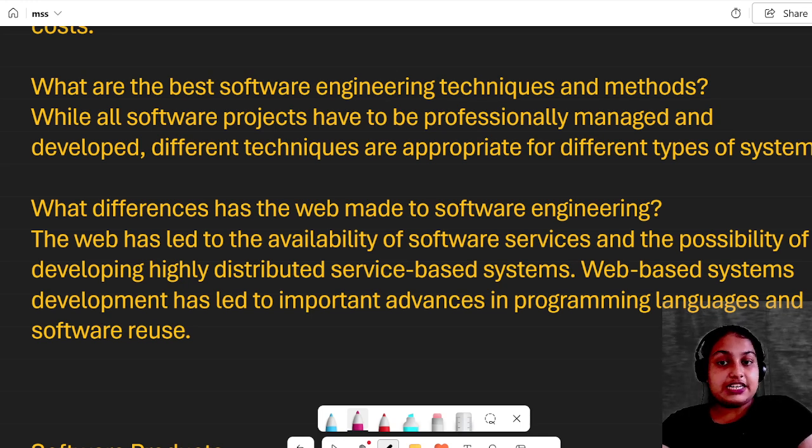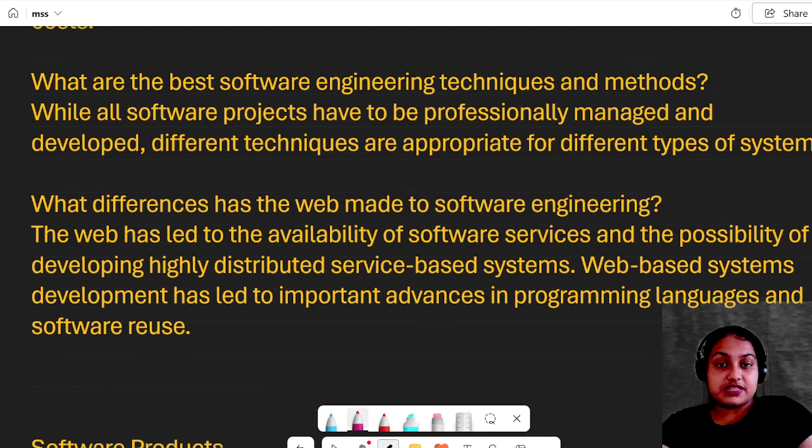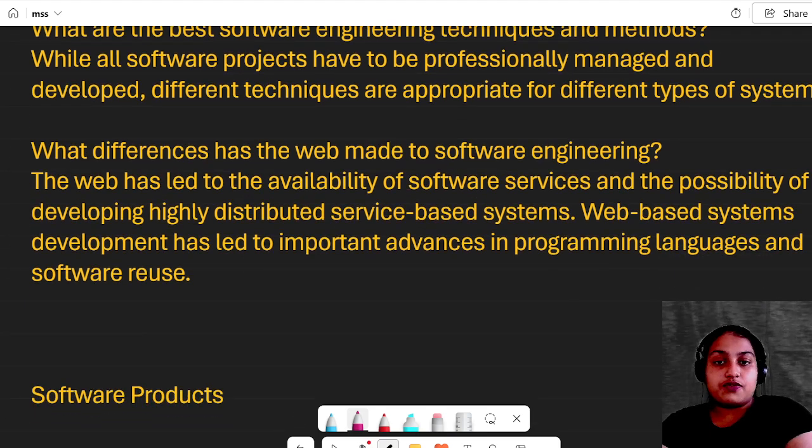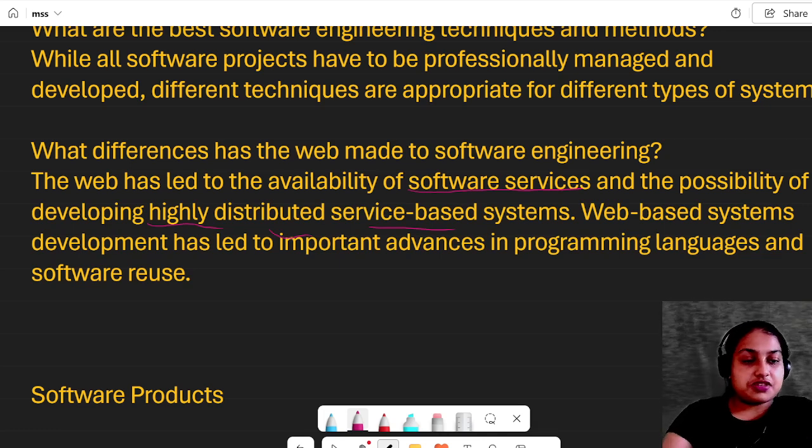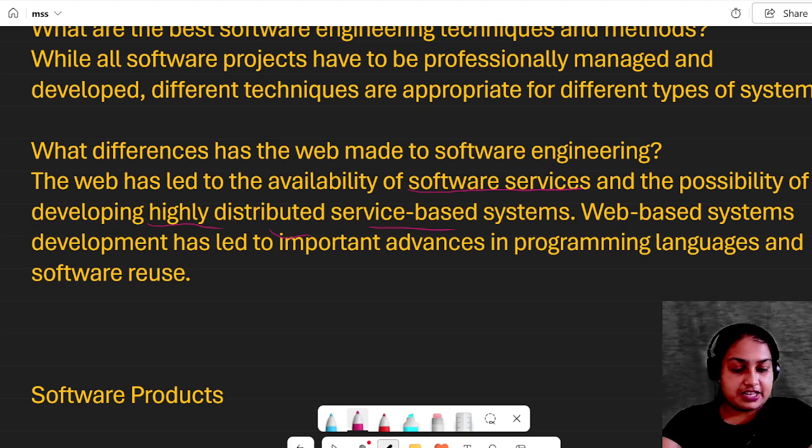The web has led to the availability of software services, and the possibility of highly distributed service-based systems. Web-based systems development has led to important advances in programming languages and software reuse. So these are just some questions related to professional software engineering.